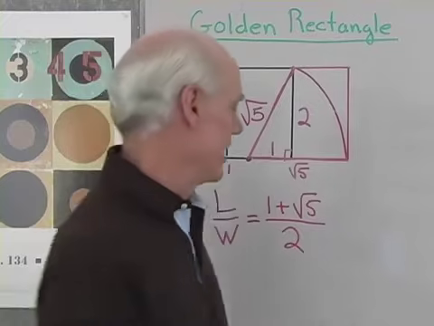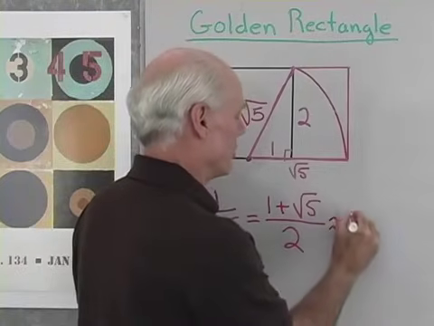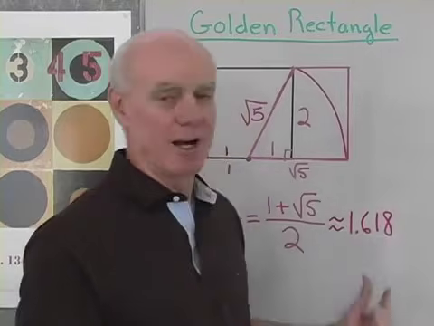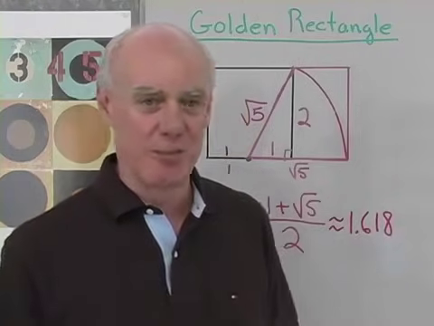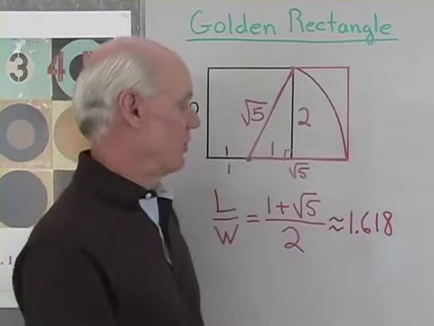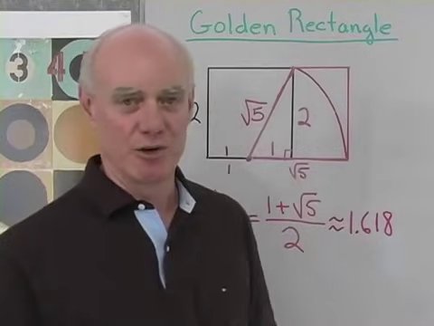If you work this out on a calculator, it's approximately equal to 1.618. Of course, I can't write it as a decimal because it's an irrational number. So the golden rectangle, when I find the ratio of the length to width in that, I end up with what's called the golden ratio.